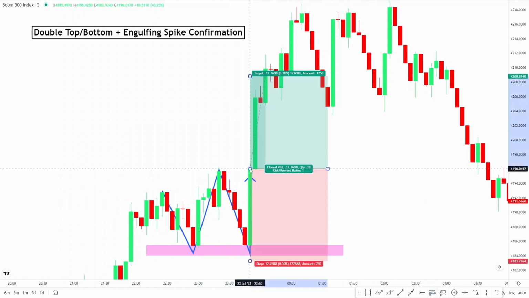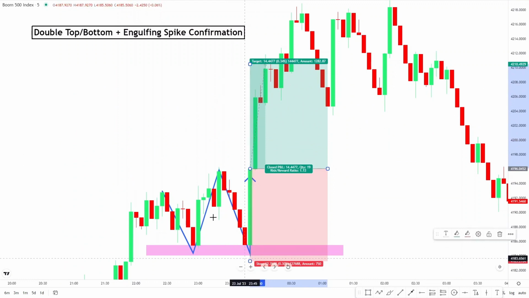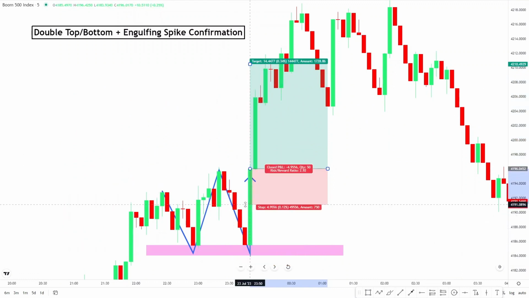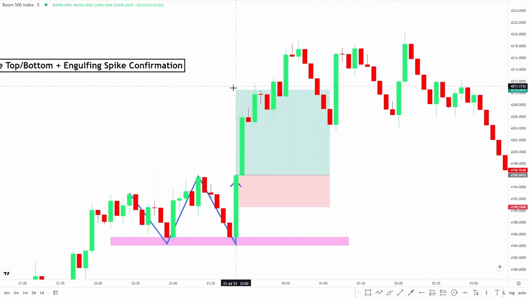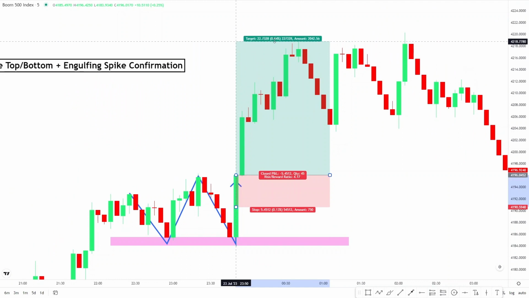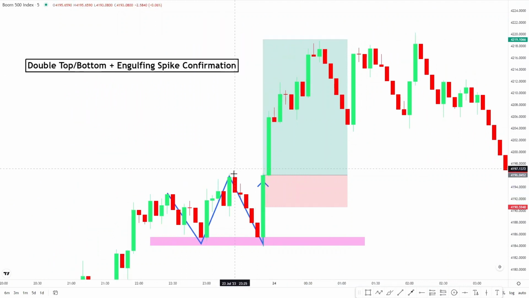You take your entry at the end of this spike right here, then you place your trade, and then your stop loss, put it just in the middle of that particular spike. So you take your trade like this, and then you target the whole area to go upwards like this. So you are trading spike, and this could be a trade that you could have taken and you could have made a lot of money on this particular trade. Very simple, but very powerful.